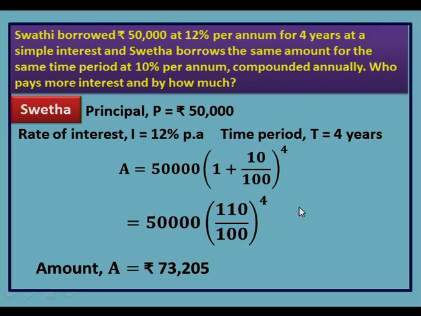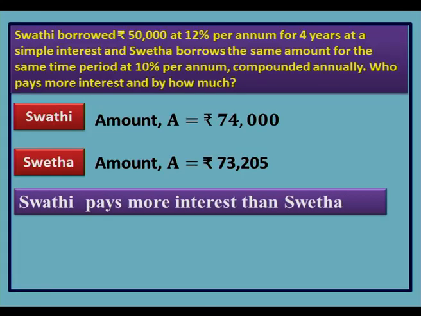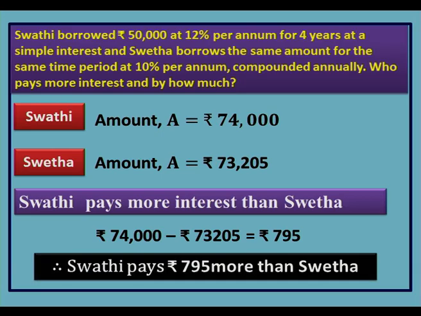Now, let us compare their values. We have seen Swati has to pay 74,000, whereas Sweta has to pay 73,205 rupees. So, from this what do you conclude, children? Yes, Swati pays more interest than Sweta, but how much? Let us subtract those amounts. So, 74,000 minus 73,205 rupees will give you 795 rupees. That means, Swati has paid 795 rupees more than Sweta.